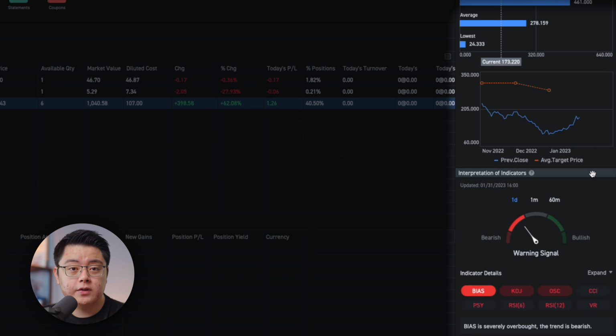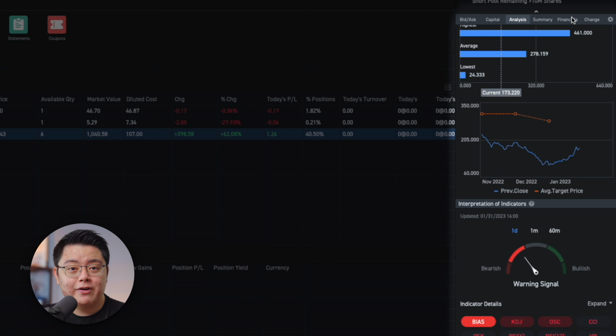So take it with a grain of salt. Interpretation of indicators: these are some of the indicators that could be based on investor sentiment or technical indicators. So if you are totally new to the market, then this could supply you some quick summary of what the different indicators are saying about this stock. Like in this case, since short selling volume is so high right now, the warning signal is on the red color side, which means the trend is bearish and the probability of the stock price falling will be relatively higher.